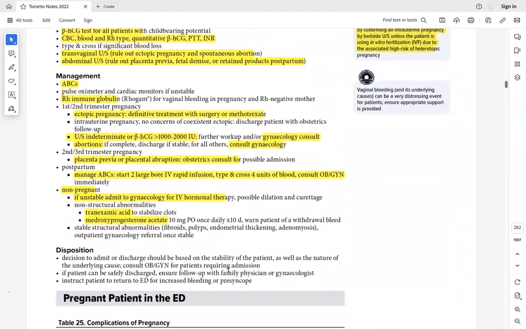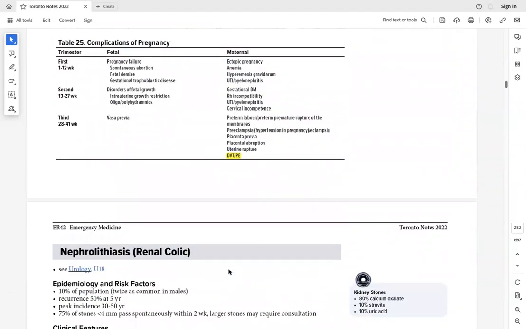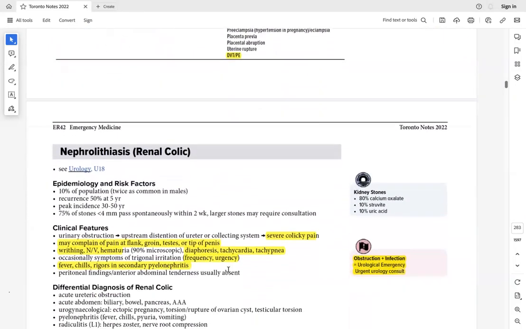Vaginal bleeding, the same we discussed. And OBS, it's the same everything.